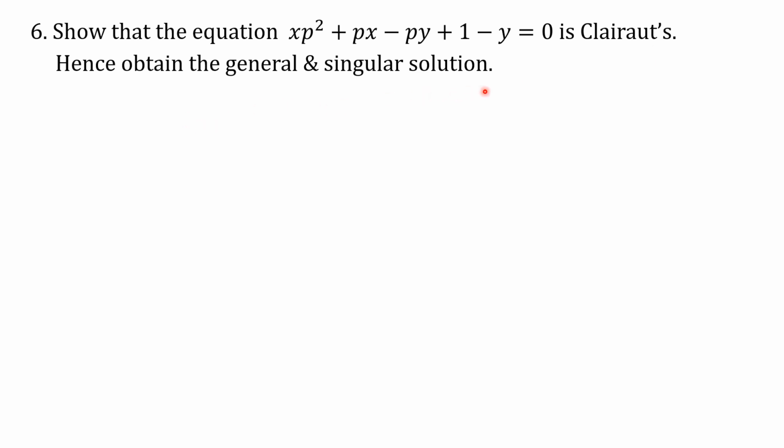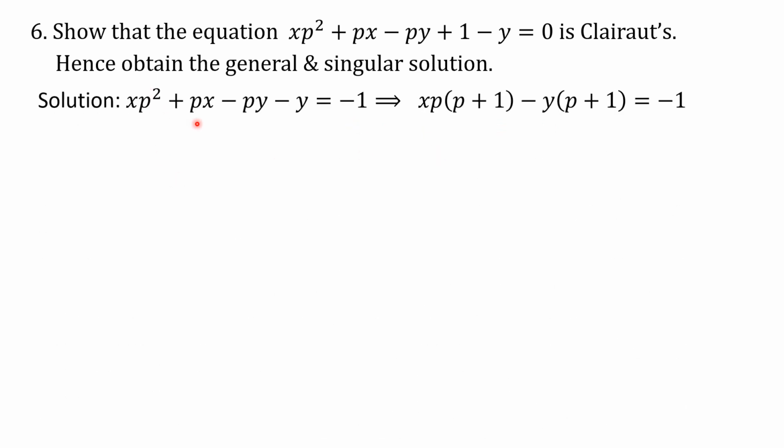So students, first we have to rearrange this and bring it to Clairaut's form. As all of you know, Clairaut's form means y equal to xp plus a function of p, f of p. So I just rearrange: xp square plus px minus py minus y, and plus 1 we take to the right hand side, so it becomes minus 1. Now factorize it. Here in the first two terms xp is common, so xp into p plus 1. Here I can write minus y times p plus 1. So p plus 1 is common, so we have xp minus y into p plus 1 equal to minus 1.